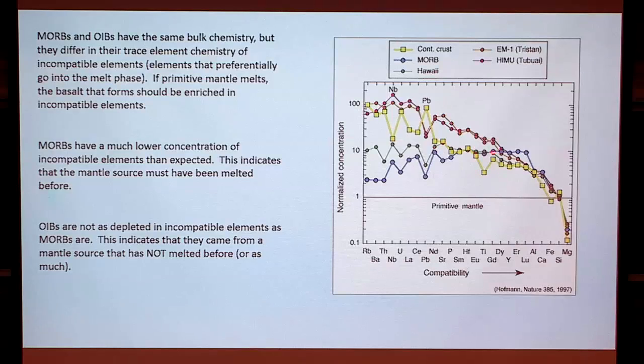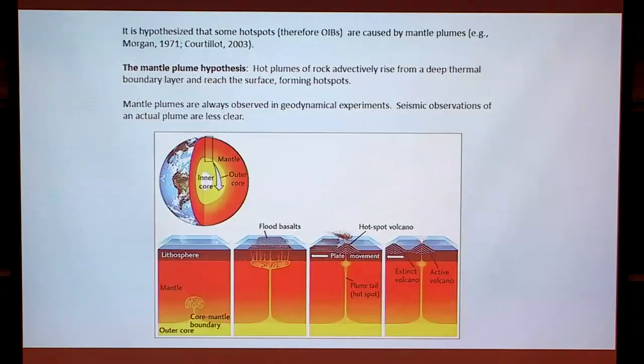These are less depleted. So Hawaii doesn't look too different from MORB, but this is a log scale. And these look like they're enriched in incompatible elements. Shown here is continental crust, too, in yellow. So in summary, MORBs and OIBs have the same bulk chemistry, but their trace element chemistry differs in the concentrations of incompatible elements. So we think MORBs come from a source that's melted before, and OIBs less so.